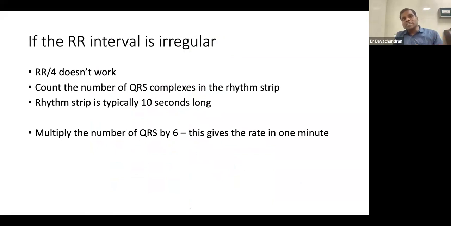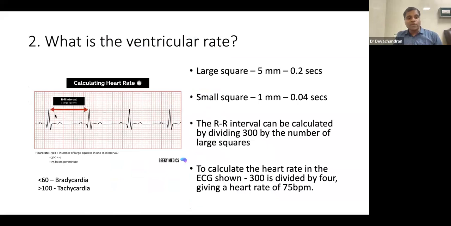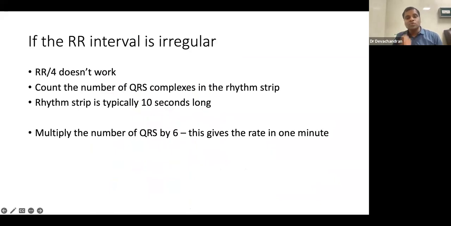You can use this formula: 300 divided by RR, if the RR interval is regular. So here the RR interval is regular. So you have 1, 2, 3, 4, 1, 2, 3, 4, 1, 2, 3, 4. If the RR interval is irregular, then you cannot use this formula.